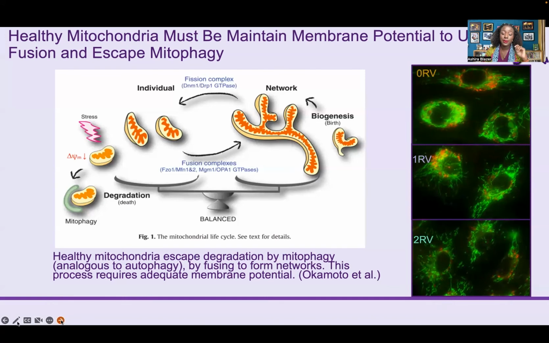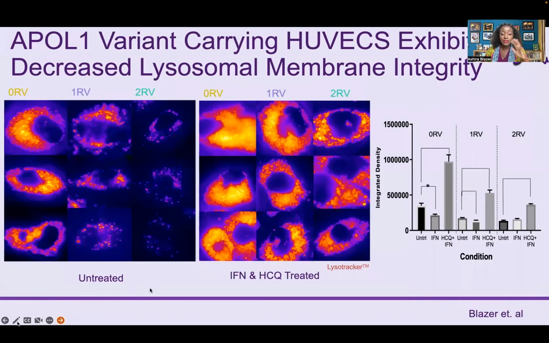in these 2 organelles. So taking a closer look at the lysosome, we stained these HUVECs with LysoTracker. So the rows here are 0 variant carrying HUVECs, 1 variant carrying, 2 variant carrying. Each of these boxes is a representative HUVEC, and we've stained with LysoTracker. So the more red hot these cells are, the more lysosomes you're seeing. So again, there's a stepwise decrease in the lysosomal compartment.